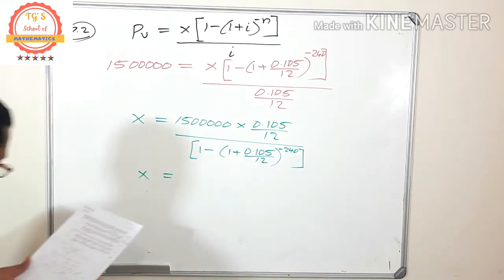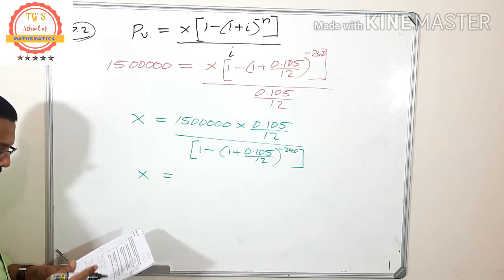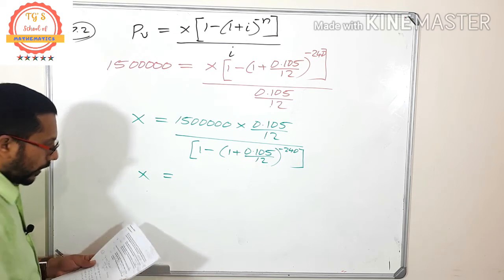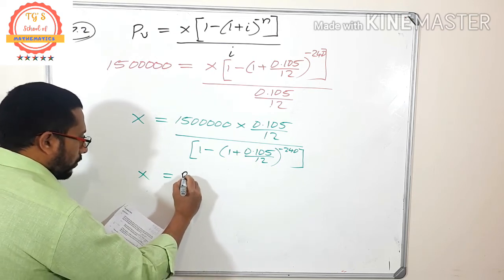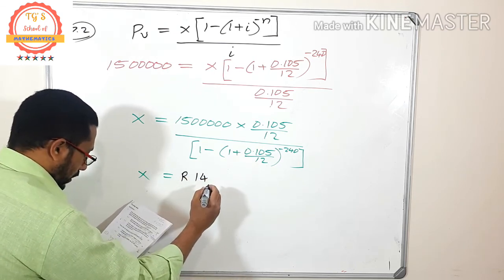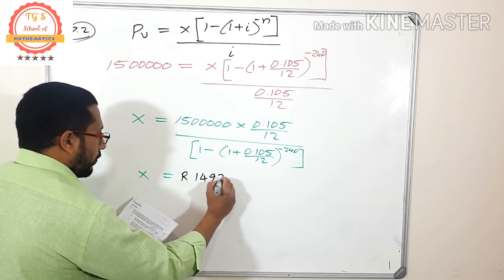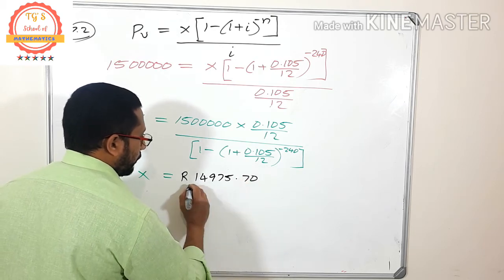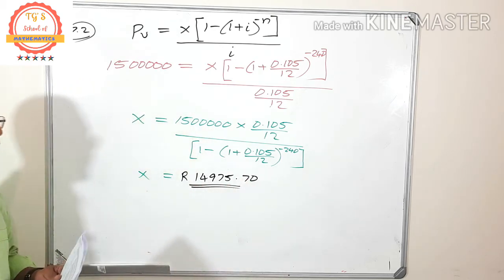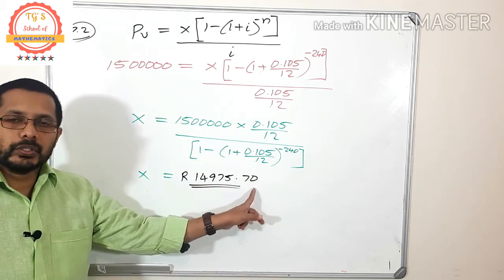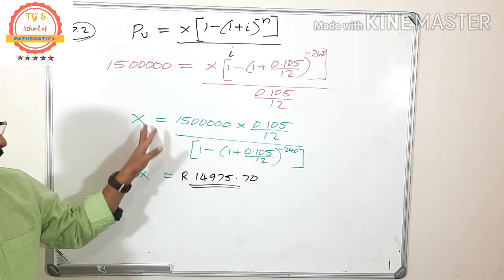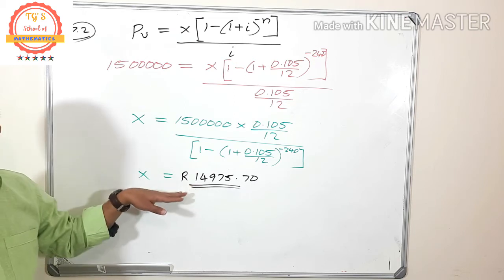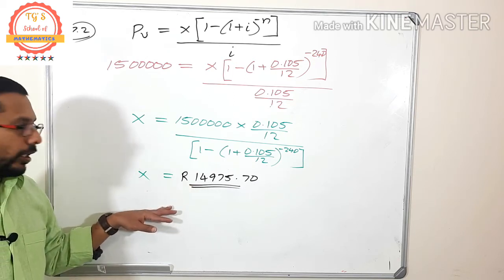So what is your answer? The answer that I got in my calculator is 14,975.70. You can check, maybe there is a slight variation in this 0.70 because of rounding and things like that. Anyway, what is the monthly installment now?